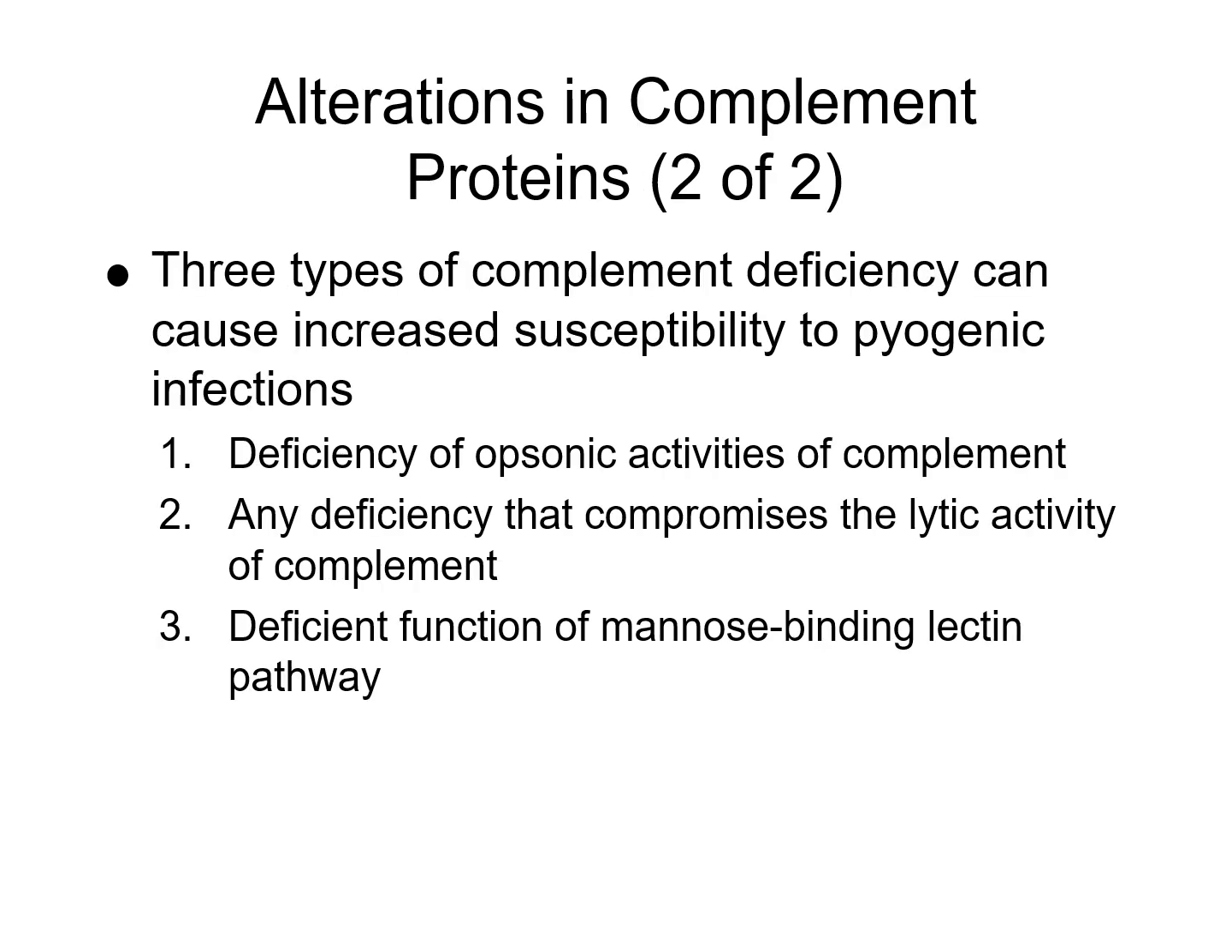Complement deficiencies can increase susceptibility to pyogenic or pus-forming infections. Different types of deficiencies affect specific complement functions, so it depends on what type of deficiency you have and how that would then be affected.